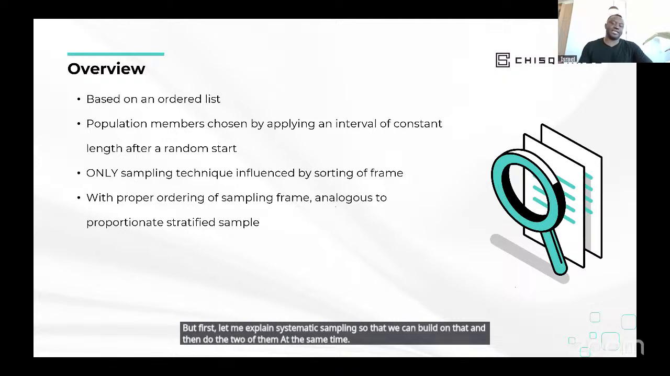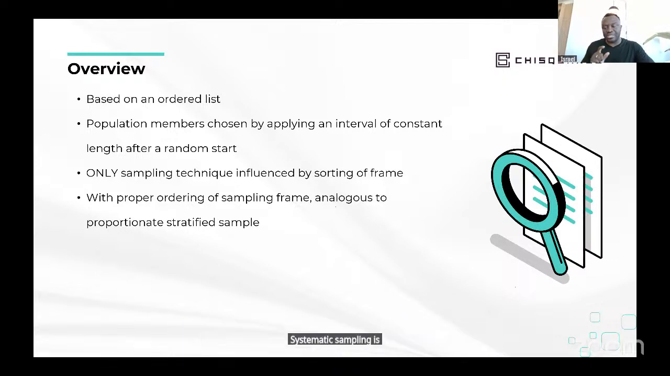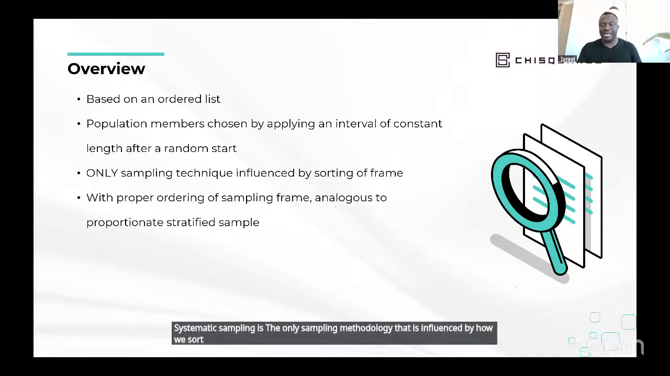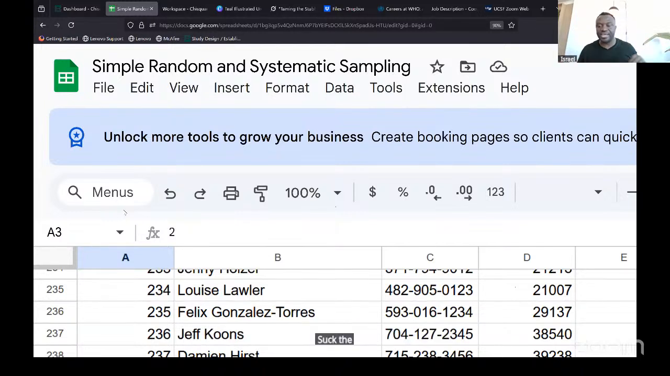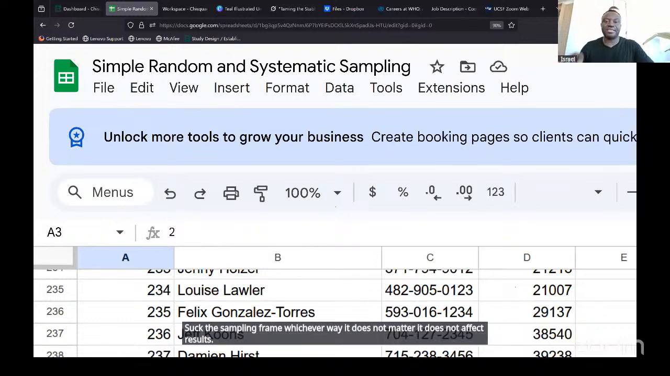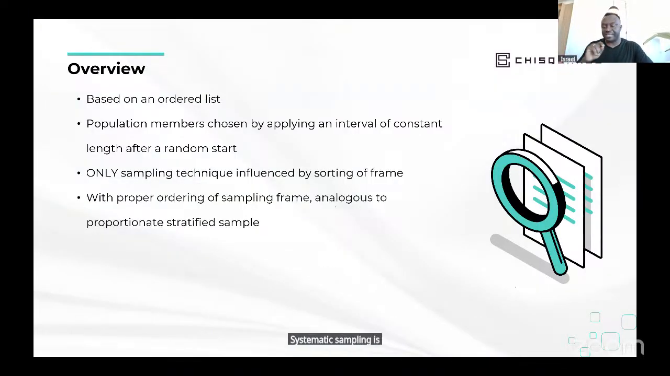Systematic sampling is the only sampling methodology that is influenced by how we sort the sampling frame. That is a very important distinction to know, because with simple random sampling, it doesn't matter whether you sort the sampling frame whichever way; it does not affect the results. But systematic sampling is the only one that is affected by how you sort.